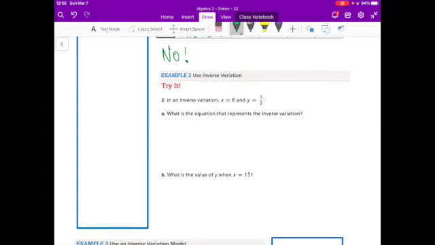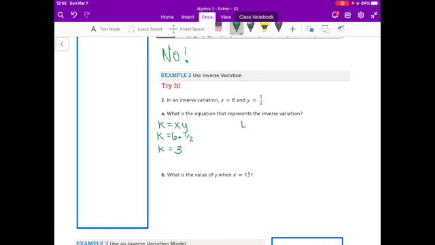Okay, sliding right along to the next example. What happens if I want to use inverse variation? So I'm told that x is 6 and y is 1/2. What is the equation that represents this? So remember, to find k, we do x times y. So k equals 6 times 1/2. Hey, that's 3.